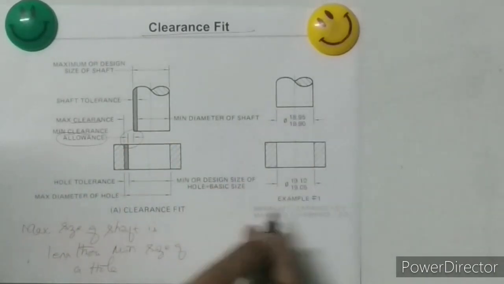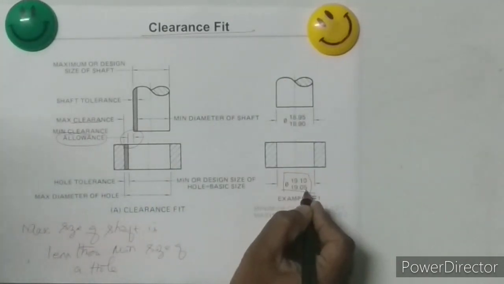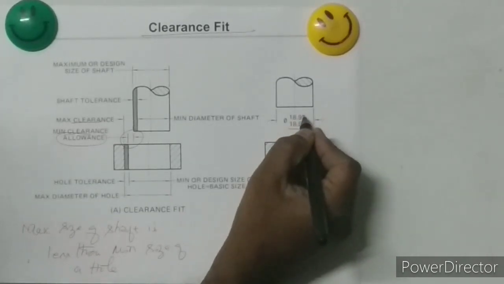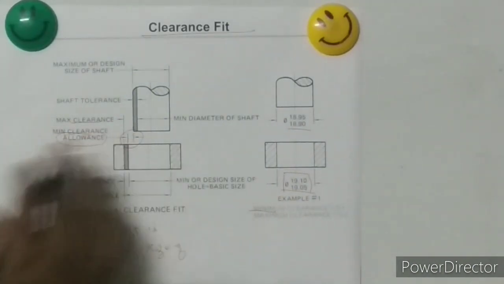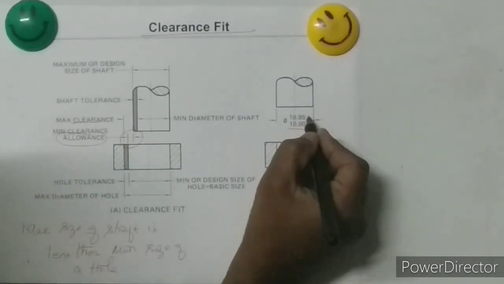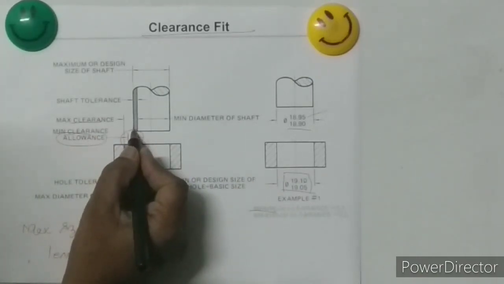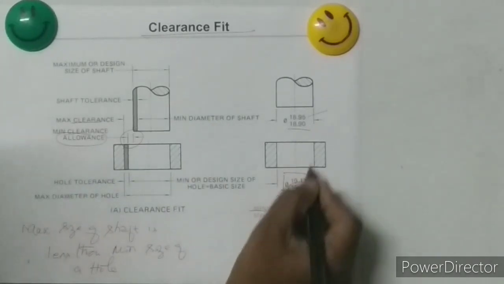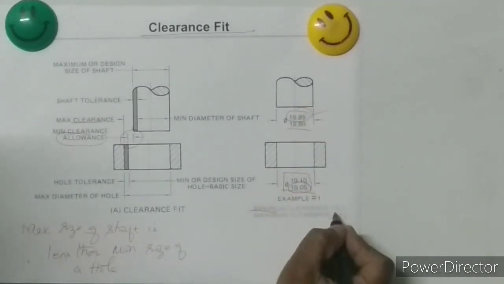So let me see an example here. The hole dimensions are represented as 19.05 the lower limit, upper limit is 19.10. The shaft 18.9 is the lower, upper is 18.95. So let me see what I told: the algebraic difference between the maximum size of the shaft and the minimum size of the hole. What is the maximum size of the shaft here? The maximum size of the shaft is 18.95. The minimum size of the hole is 19.05. Maximum size of the shaft is 18.95. This algebraic difference is called minimum clearance, 0.1.